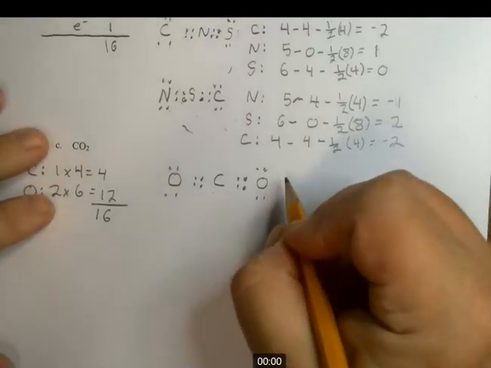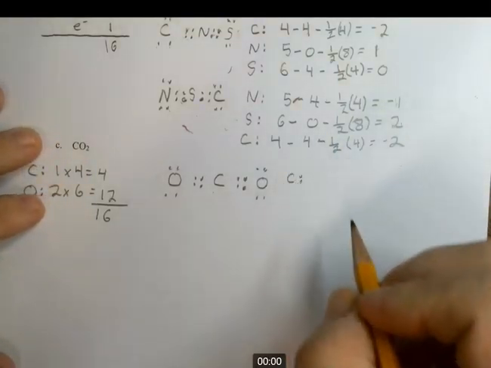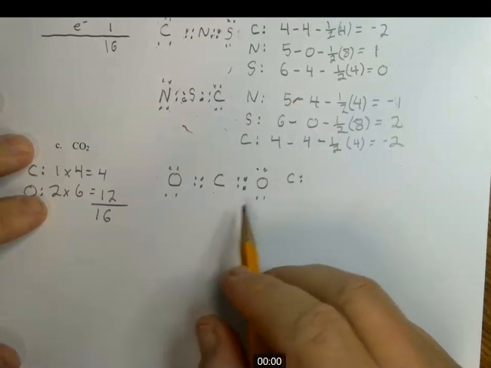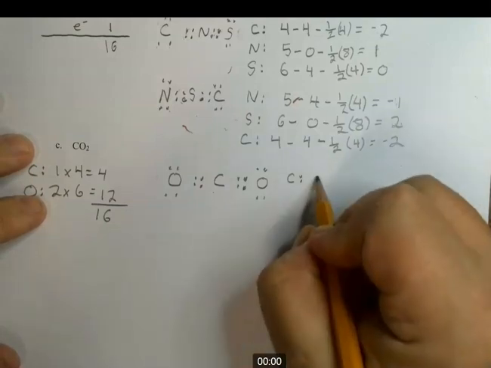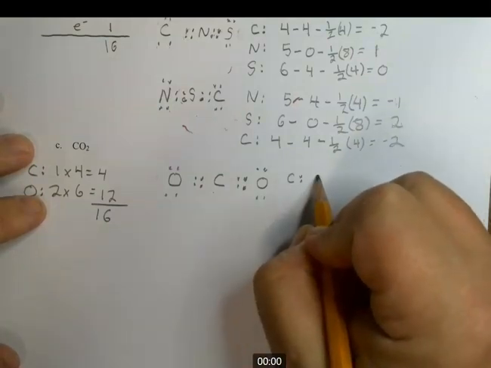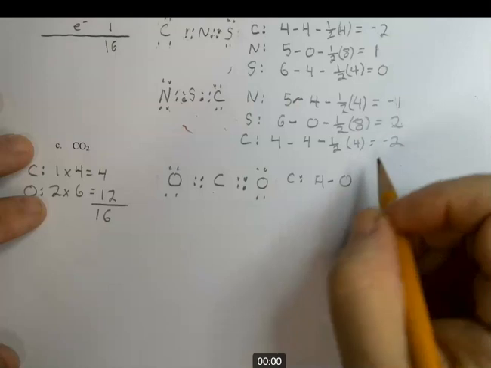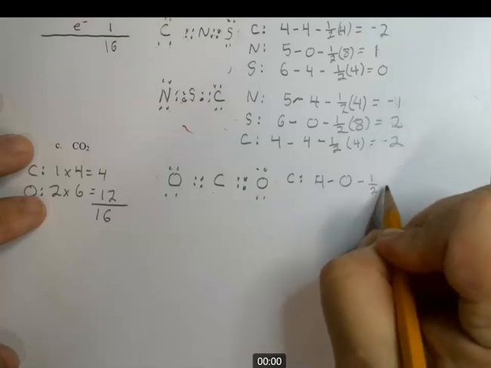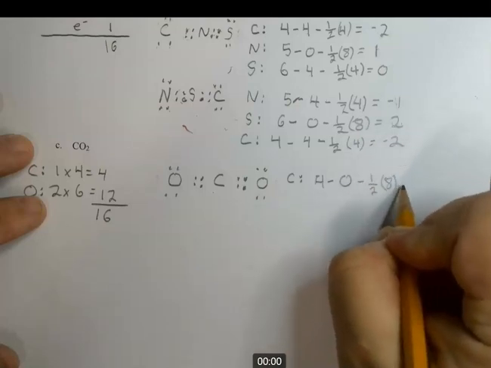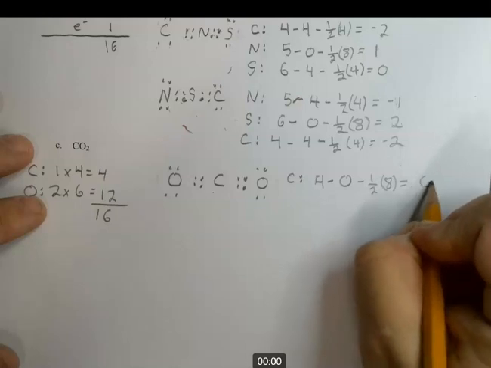So let's go ahead and figure out what this is going to be. Carbon. Okay, so carbon's in the middle. And so that's going to be 4 minus 0. There are no non-bonding. Minus 1/2 of 8. And that's going to equal 0.